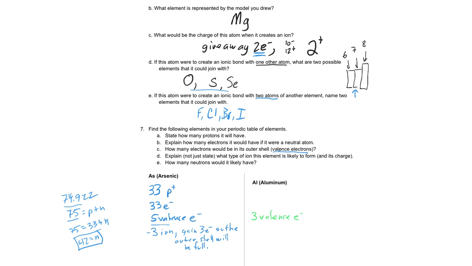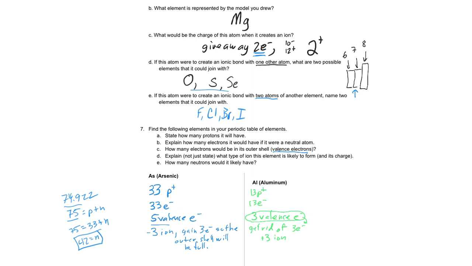Okay, as I look at this, I see aluminum is 13, so it has 13 protons and 13 electrons, all right, to make it neutral. We already said it has 3 valence electrons. You could draw that out if you needed to, but then we go on to explain what type of ion it would be. So 3 valence electrons means that it's probably going to try to get rid of those 3 valence electrons, the 3 extras right there. It's going to try to get rid of those, and if it gets rid of those 3 negatives, then it will be a +3 ion.